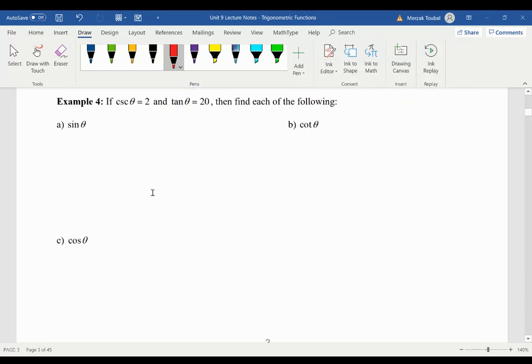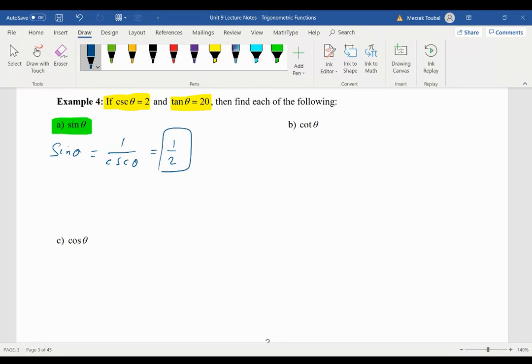Example 4. If cosecant equals 2 and tangent equals 20, find each of the following. Find the sine. What do we know about the sine function? Sine function is a reciprocal of cosecant. We know that sine of theta is 1 over cosecant of theta, and cosecant of theta is 2, so 1 over 2.